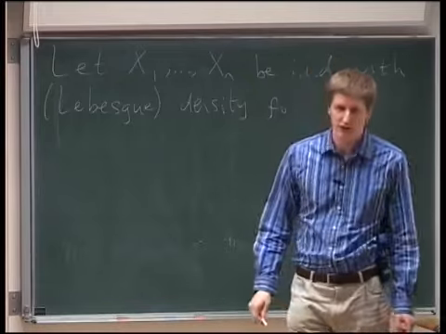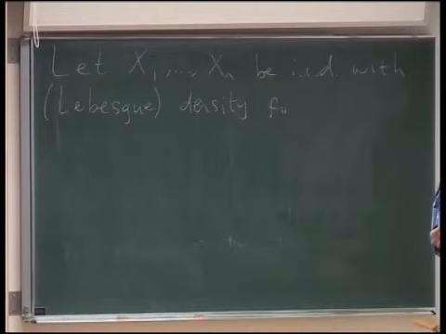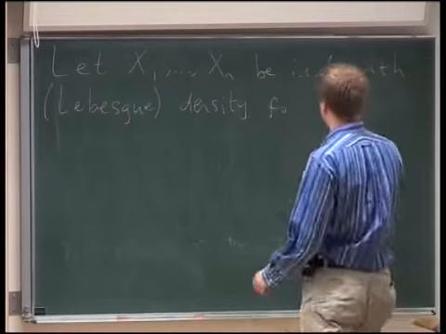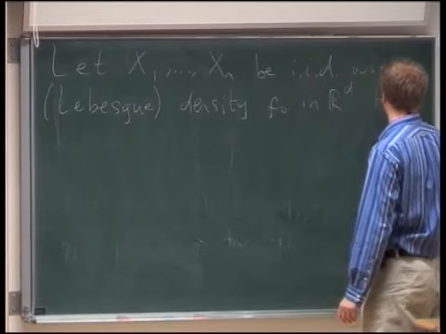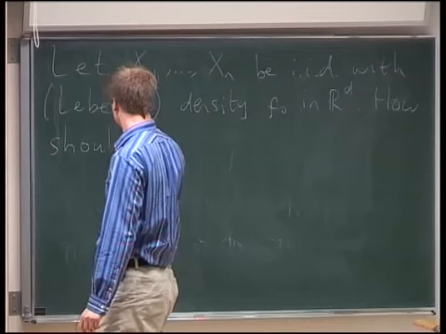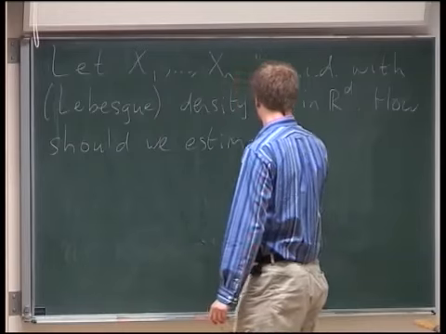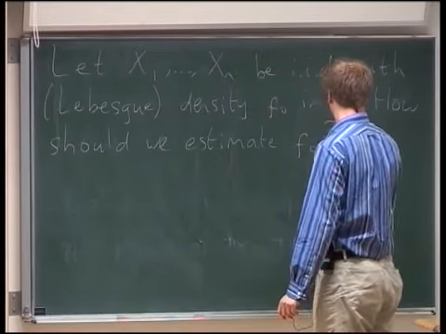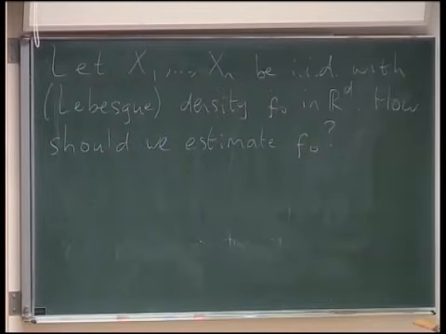So the problem is very straightforward to state. We have n IID observations that have got some Lebesgue density f0, again in R^d. And then how should we estimate f0? And of course, the answer depends on what assumptions you're prepared to make about f0.